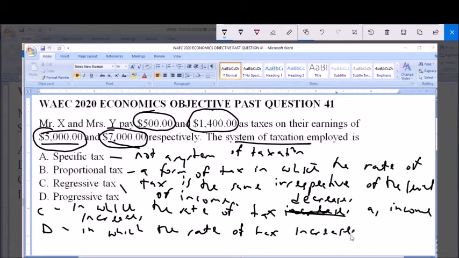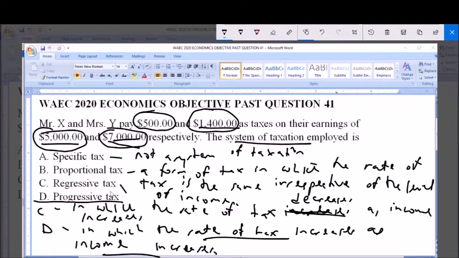increases as income increases. So in progressive tax, the higher the income, the higher the rate of tax. And as you can see from the question we are given, that is the case, because the person with the higher income pays a higher tax than the person with the lower income paying the lower tax. So this system of taxation employed is option D, progressive tax.